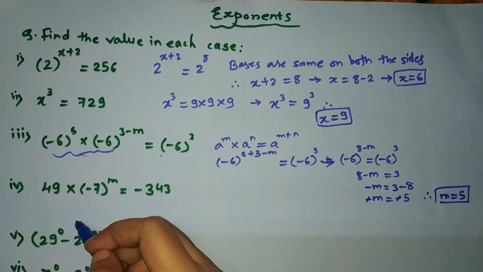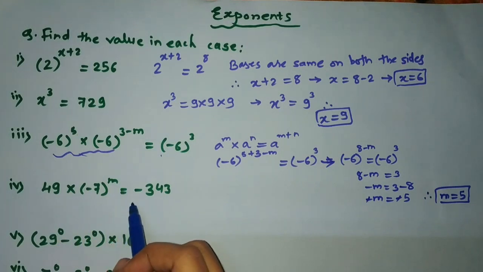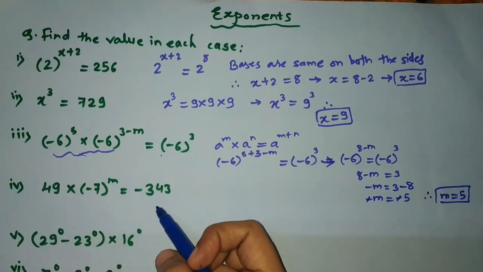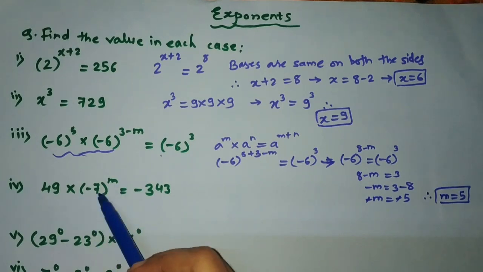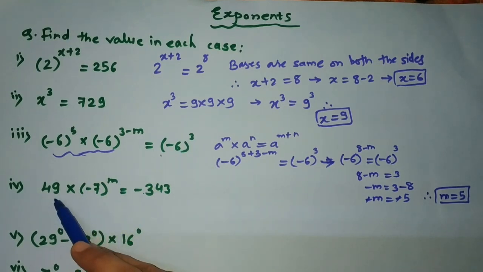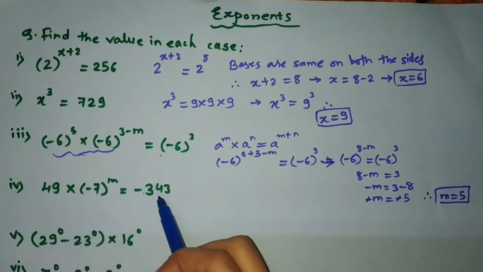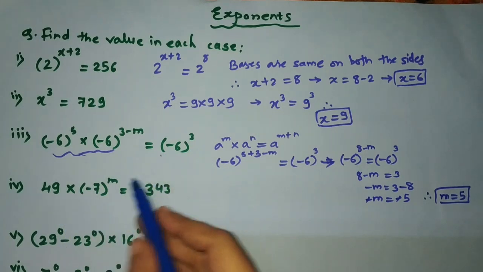So now the next question is 49 into (-7)^m, which is equal to -343. When you see such a question, try to get the base in terms of 7, because here it is 7. So we know that 49 is 7 square, and 343 is 7 cube. So we will write it down.